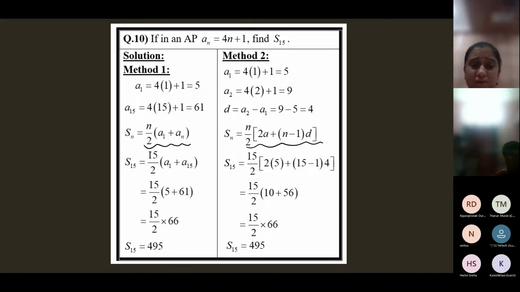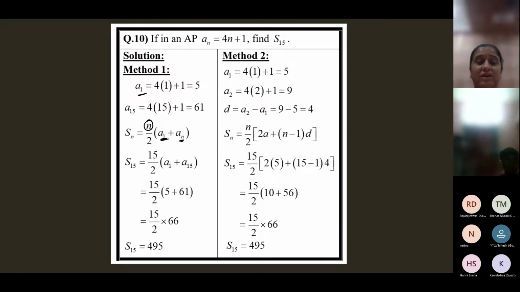Now, supposing, listen very carefully, children. If you're using this formula, n by 2 of the first term plus the last term, what do you need? You need n. n is 15. You will have to find S15. So you know n is 15. Then according to this formula, what else you need? You need the first term. Okay, we have an, so from that you can find a1. So you can find the first term. Okay, this also we got.